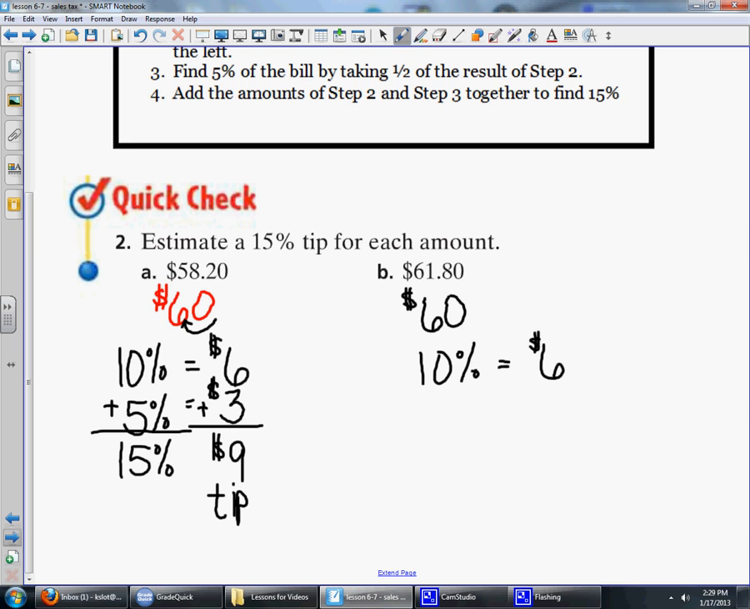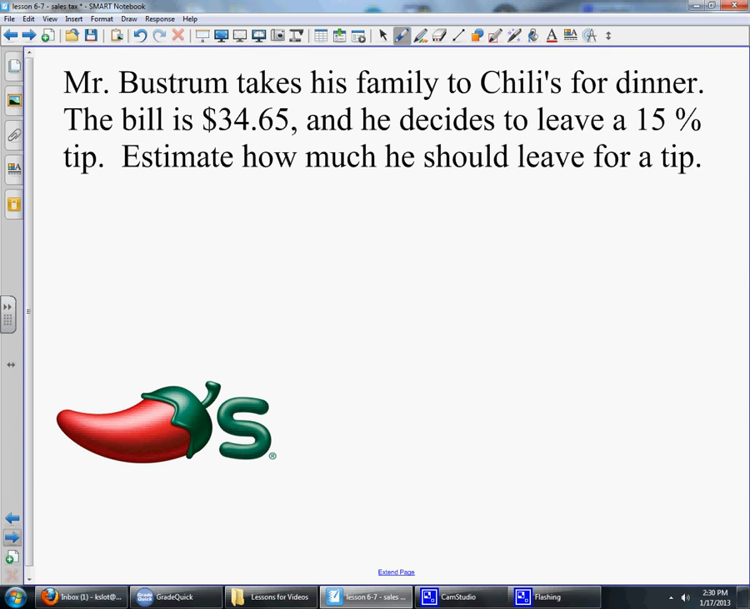This is going to be the same as the last one. And then a 5% tip would be half. So my tip would be $9. And that's an easy way to calculate the tip if you want to just do that right in your head.